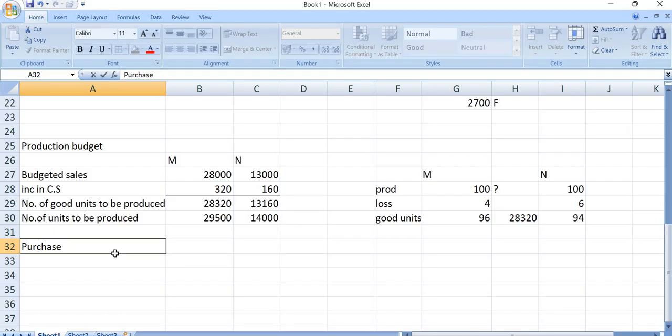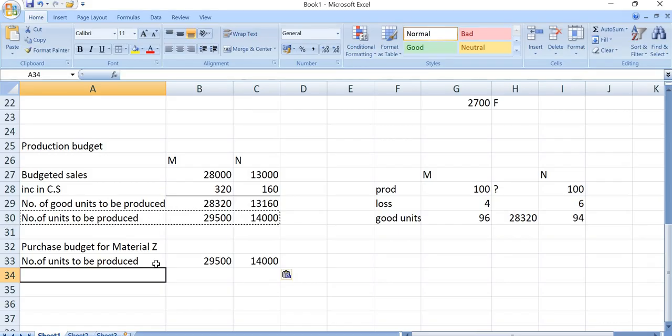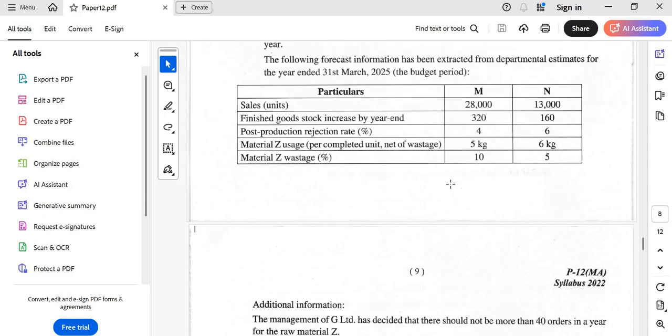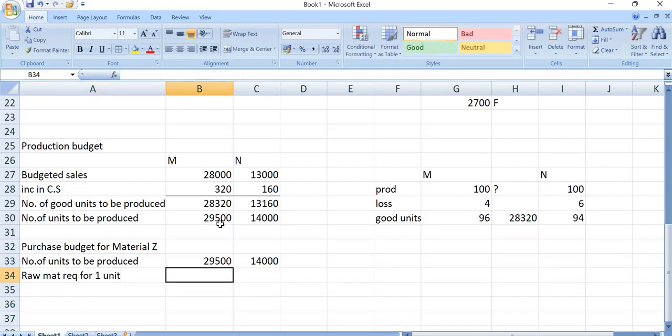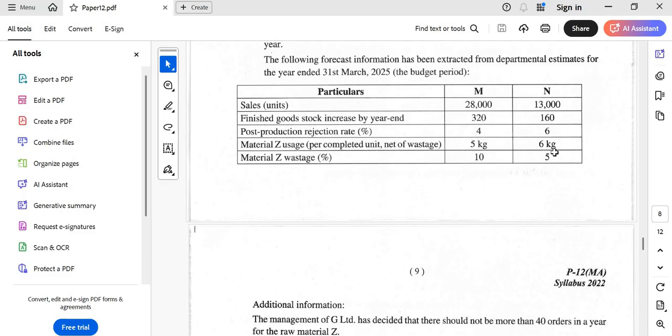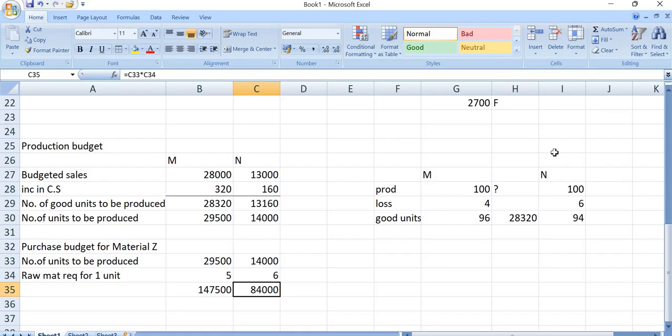So purchase budget I am going to calculate for material asset. This is for material asset, not for M and N separately, that is together. So how many units I am going to produce for M? 29,500 and 14,000, right? So how many units of material asset do I require? So material asset only I am going to purchase. For producing M and N I require material asset. So how many kgs of material asset do I require? Raw material required for 1 unit is, here it is 5 kgs and here it is 6 kgs. So how much total do I require? 29,500 into 5. Here 14,000 into 6.